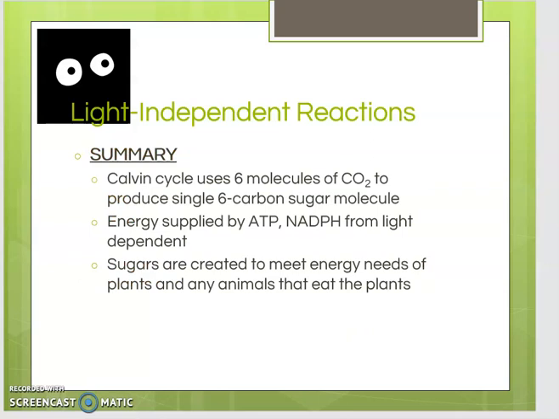They're going to make 6 molecules of carbon dioxide to then produce the sugar molecule. Energy is supplied from ATP and NADPH, and then the sugars are created at the end.